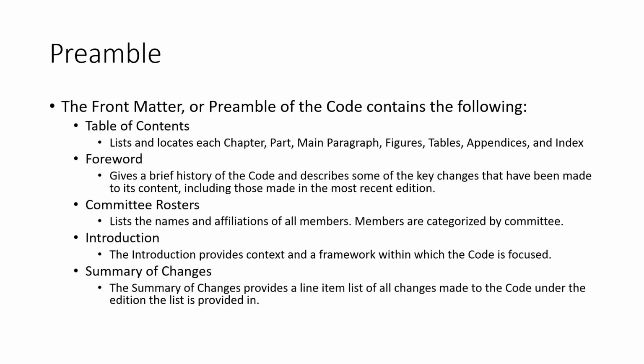The front matter or preamble of the code contains the following: a table of contents that lists and locates each chapter, part, main paragraph, figures, tables, appendices, and index. It also includes a foreword that gives a brief history of the code and describes some of the key changes that have been made to its content, including those made in the most recent edition.